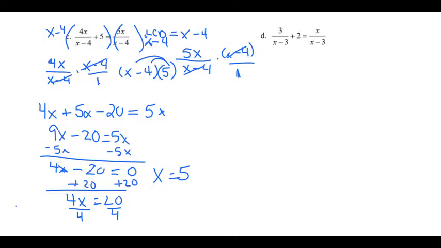Now again, I want to check for extraneous roots. And if I plug in a 5 up here with 5 minus 4, 5 minus 4 is always going to give me 1, not a 0, so it works. It is not an extraneous root. We're good.